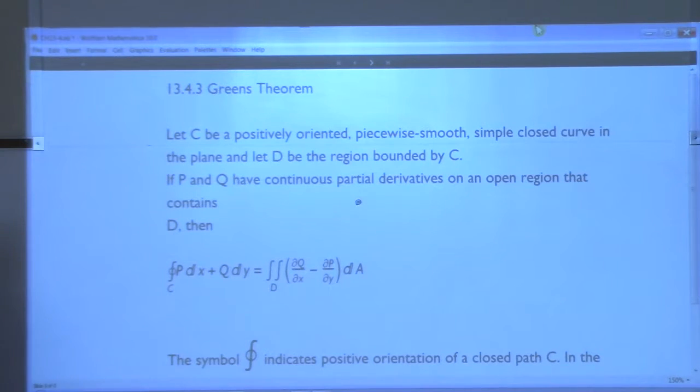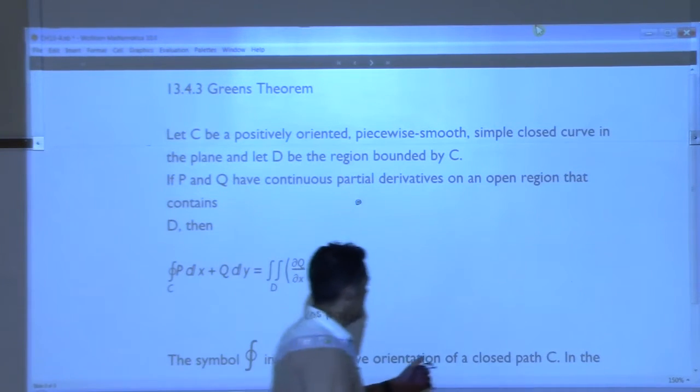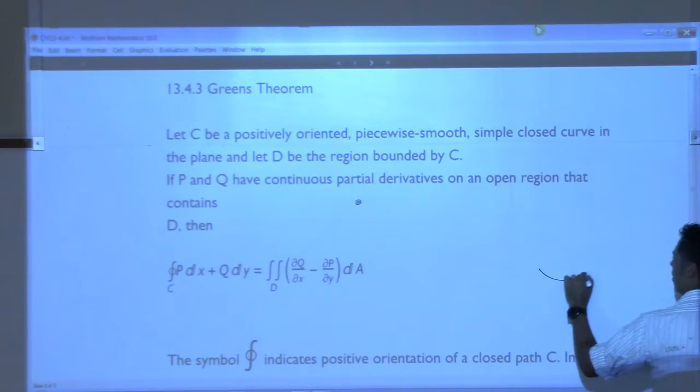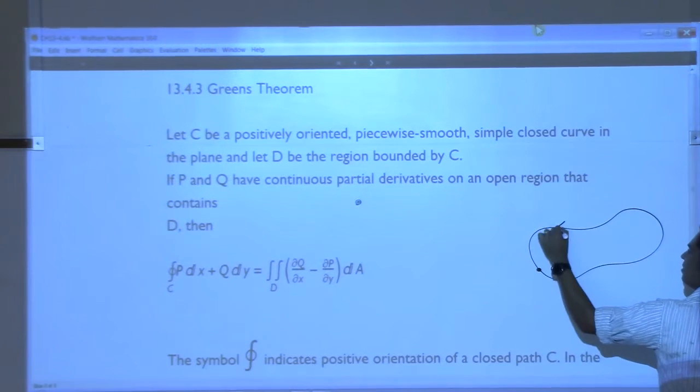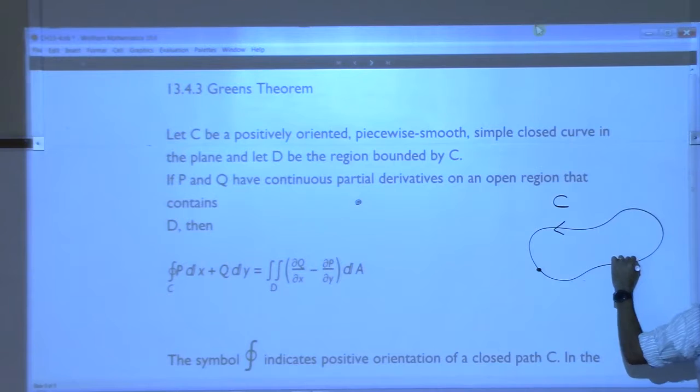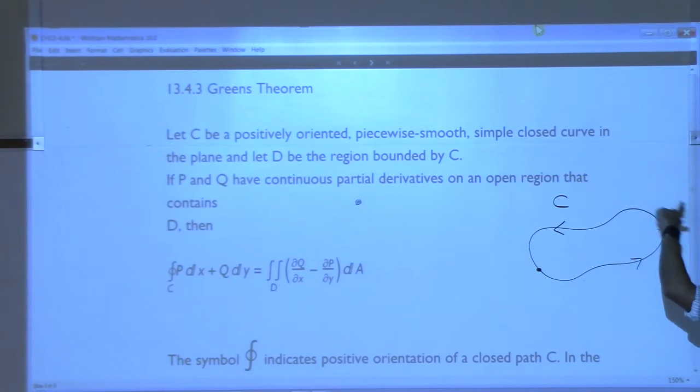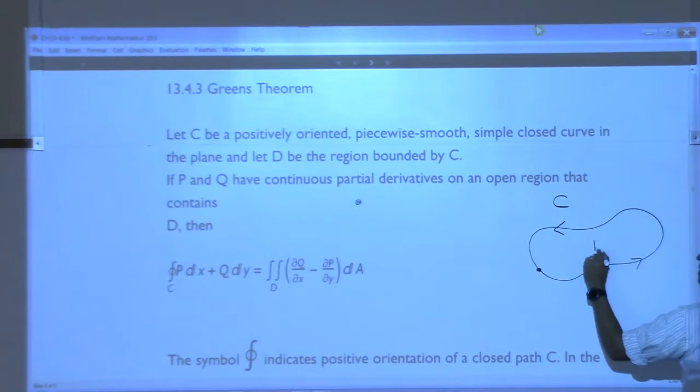So here's the theorem. Let C be a positively oriented, piecewise smooth, simple closed curve in the plane, two-dimensional space, and let D be the region bounded by that curve. So we have the picture that we just had. We have a simple closed curve, C, with positive orientation that goes counterclockwise, and then let D be the region enclosed by that curve.